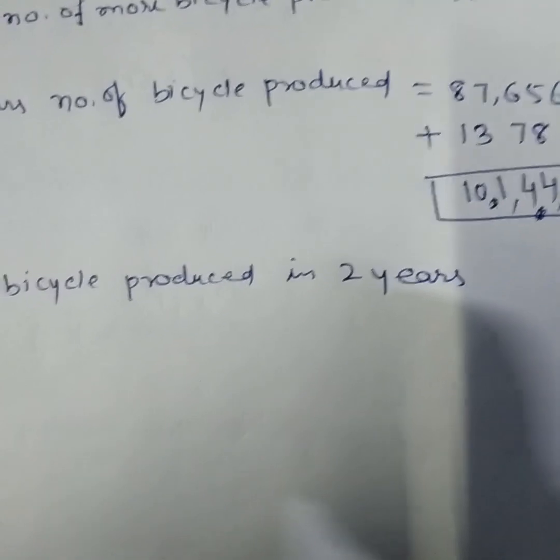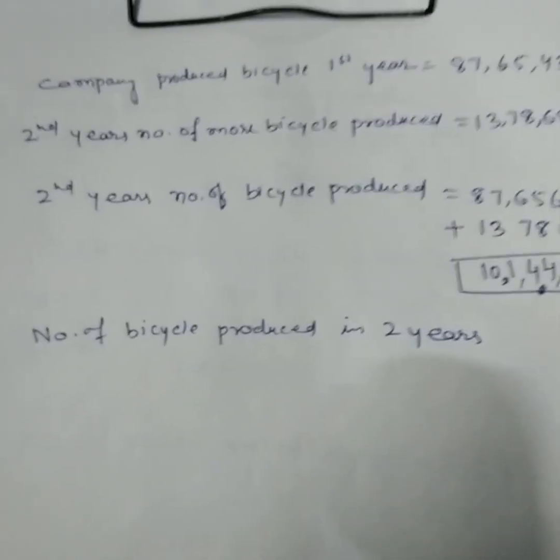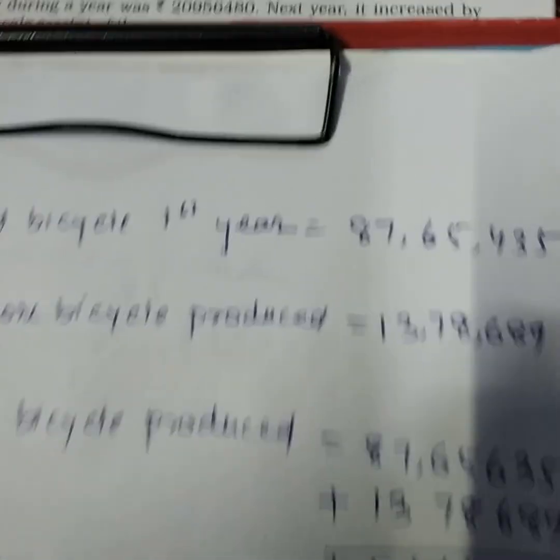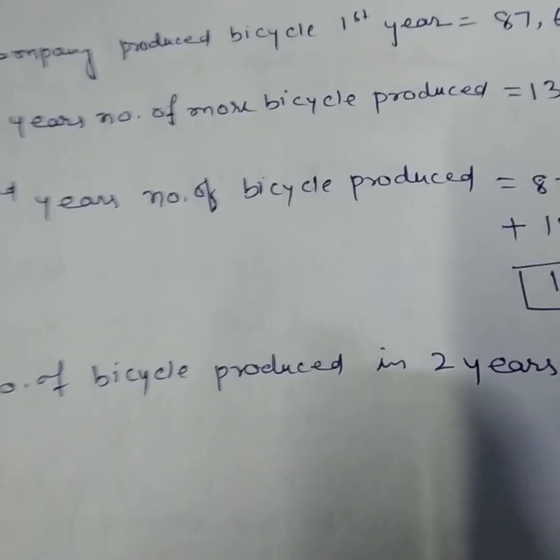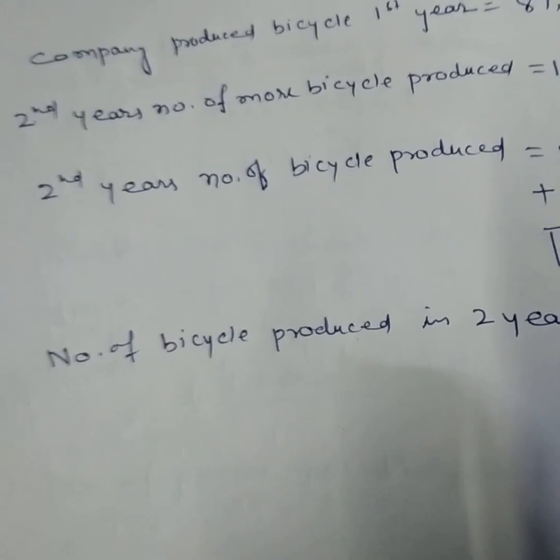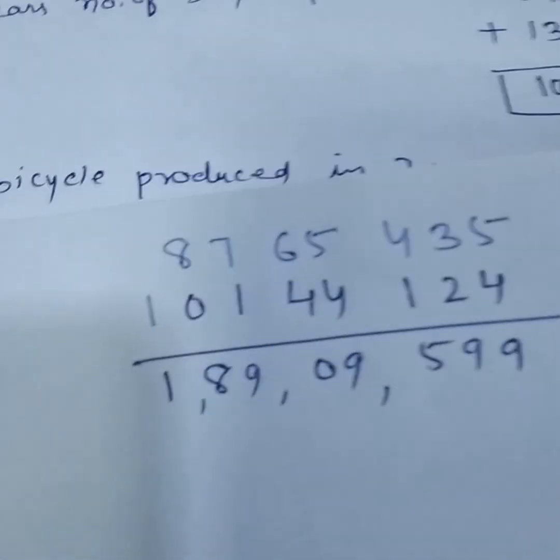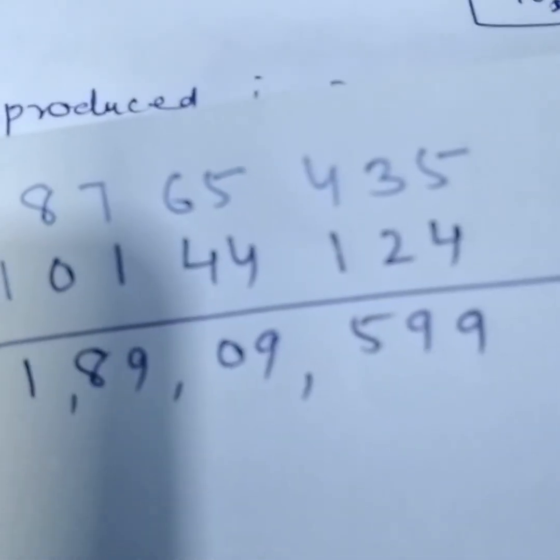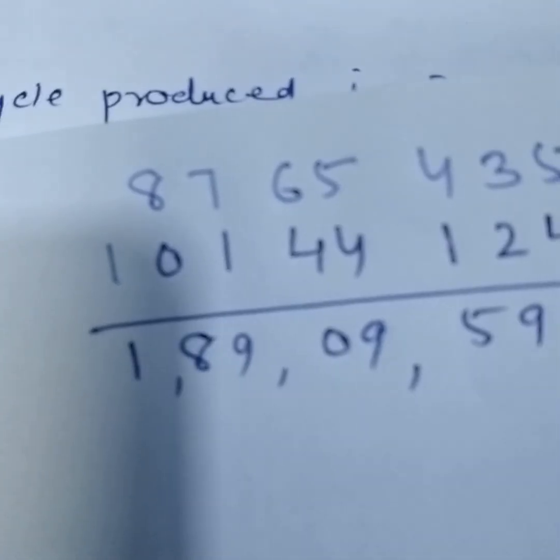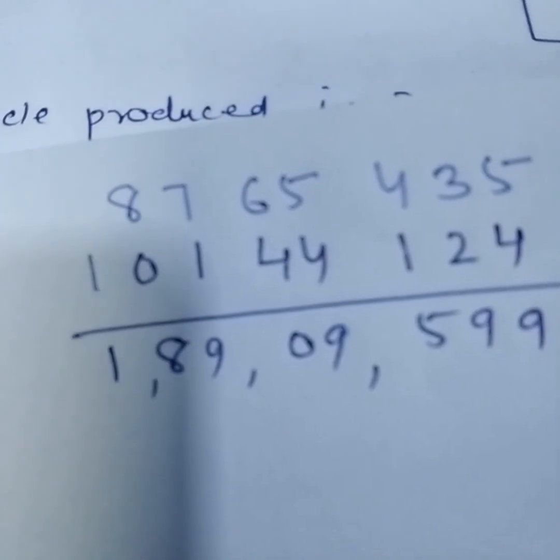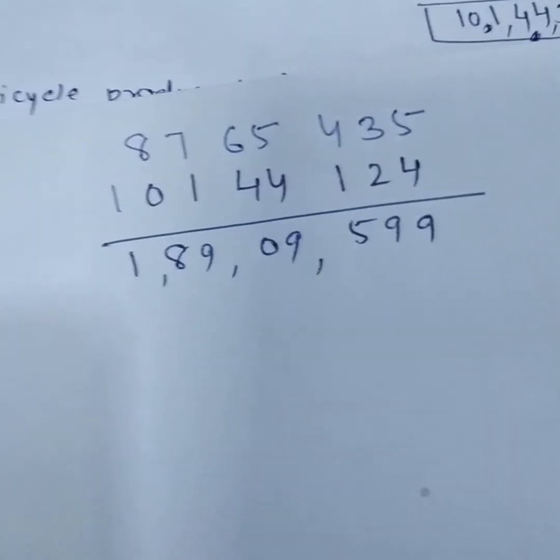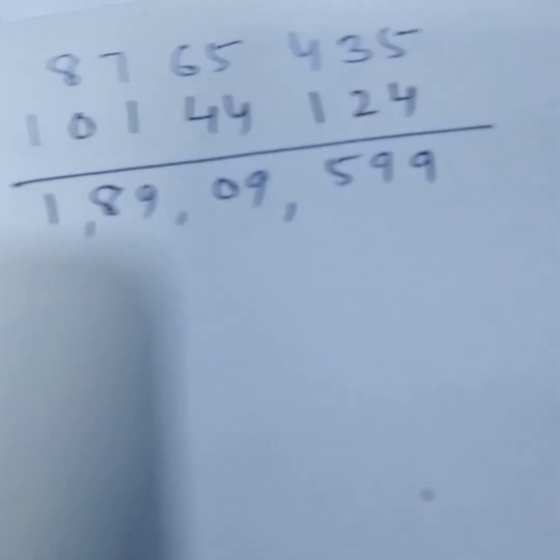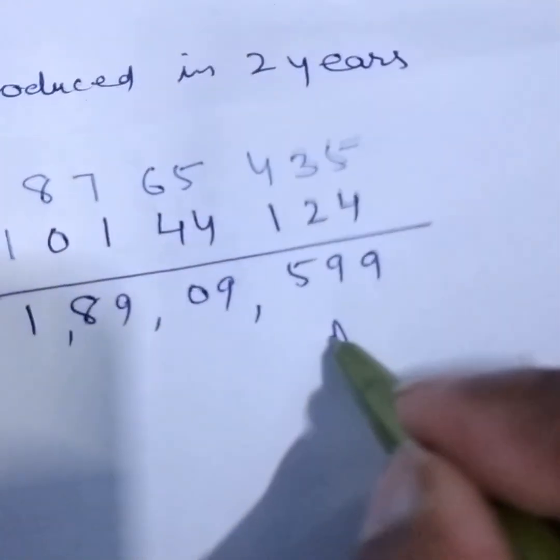Number of bicycles produced in 2 years, what do we have to do? We have to add the production of the first year and the production of the second year. Then we will get the production of 2 years. First year's production is 87,65,435, and second year is 1 crore 1,44,124. The total production of these 2 years is 1 crore 89,09,559 bicycles. Answer.